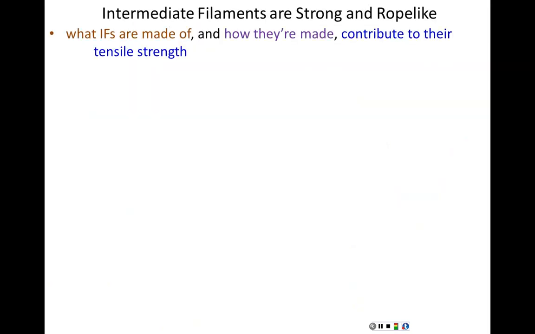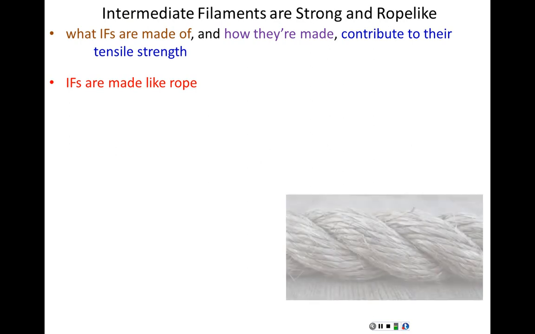So, if intermediate filaments' main strength, if their specialty is tensile strength, then it becomes important to consider how they're made and how their structure, how their synthesis contributes to their strength. Well, the best analogy for this is rope. Actually, intermediate filaments are made very much like rope.